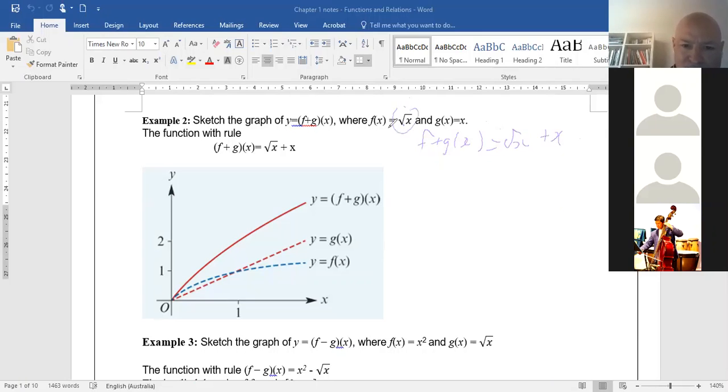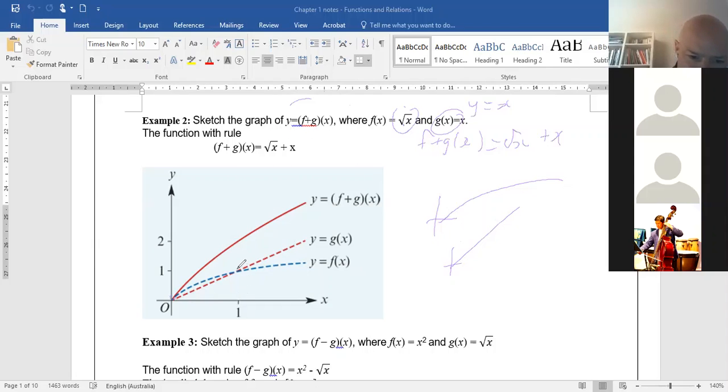So we all know what the square root of x looks like. Okay, it starts at the 0 and it's a curve like that. And we can see it there, that's the dotted blue line. We also know this is just a straight line, y equals x. Just because we call it g of x, that's because of function notation. That's just a straight line, y equals x, goes through the origin. So they both start at the origin. Not a problem, we can see it there, it's the dotted red line. But we have to add these together to get this rule.